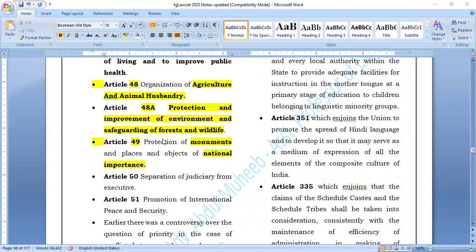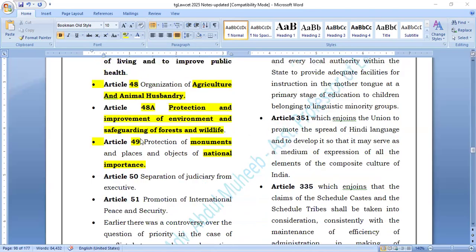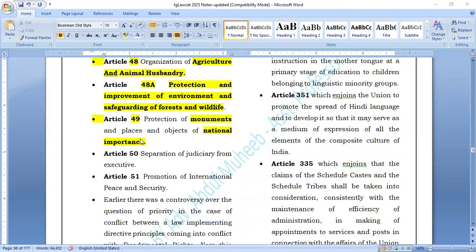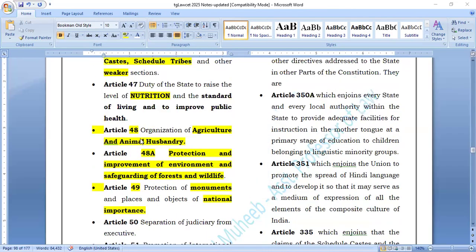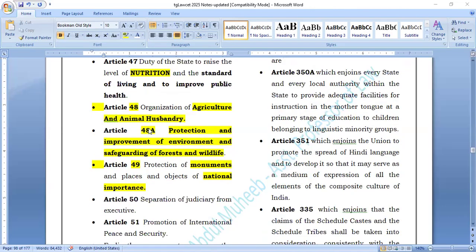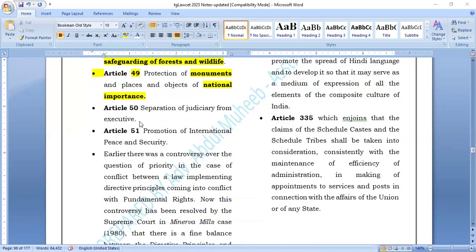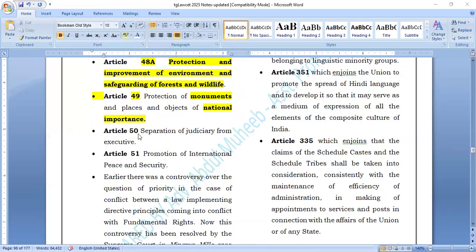Nutrition. Sir, the slaughtering of cows, which article does it come in, 48 or 48A? Prevention of slaughtering of cows is in 48. Okay sir. Next. Milch cows. Article 50.